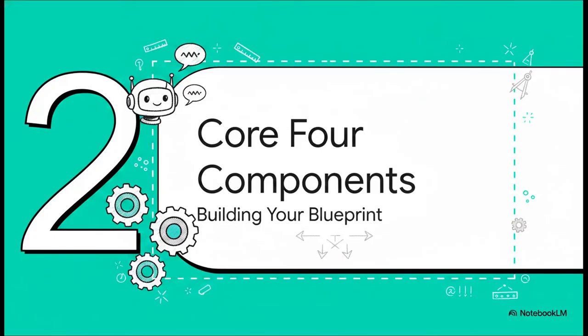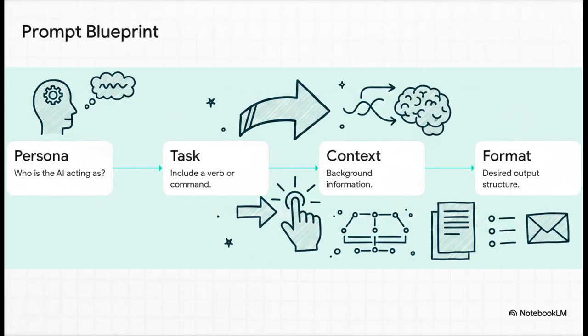Moving right along to Section 2, the core 4 components, building your blueprint. Think of these 4 steps as your ultimate project delegation checklist. Step 1 is persona. Who is the AI acting as? An executive admin? A marketing director? Step 2 is task. What exactly do you need done? And listen, this is the most critical part. You absolutely must include a clear verb or command here.